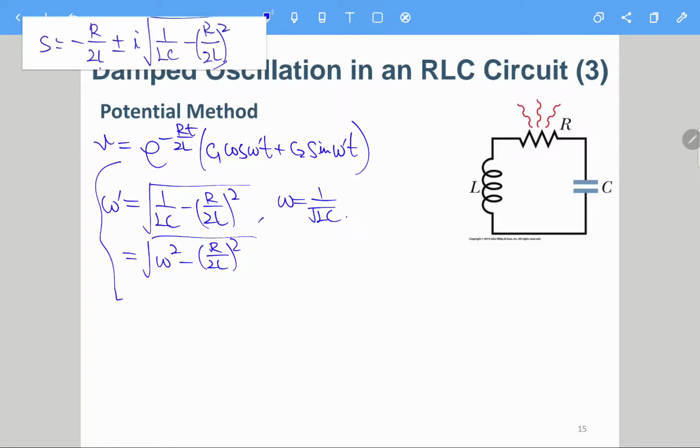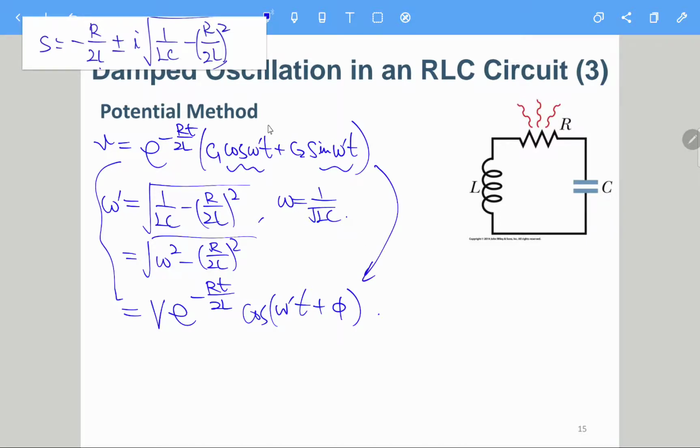Okay. And of course, as we have cosine and sine, we can also write it as V exponential to minus Rt over 2L, and then cosine of omega prime t plus phi. We have demonstrated this procedure, how to change from this expression to here, so I won't repeat it here.